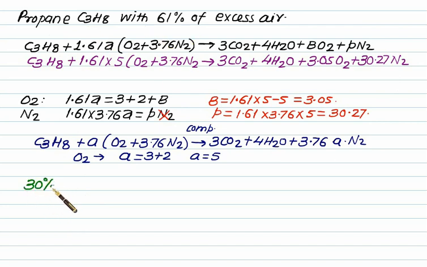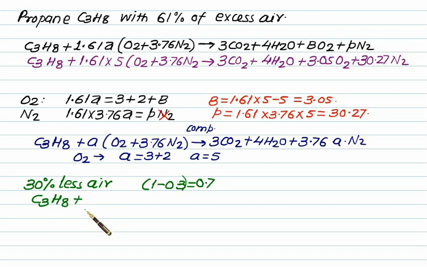30% less air means whatever ratio we get for theoretical, we are supplying less air. So this number will be equal to 0.7. 0.7 means 30% less, and 1.61 means 61% higher. So less air means we have 1 minus 0.3, equal to 0.7. So for this chemically correct air-fuel ratio, this coefficient will be equal to 0.7.